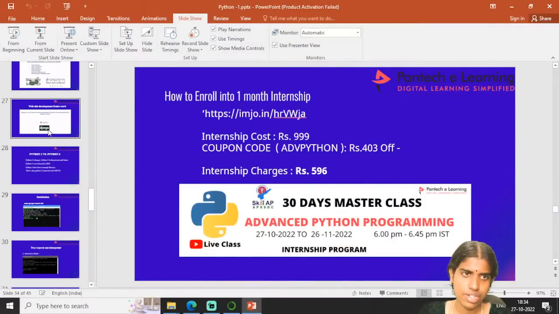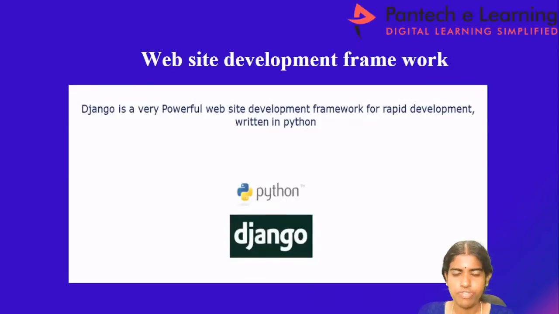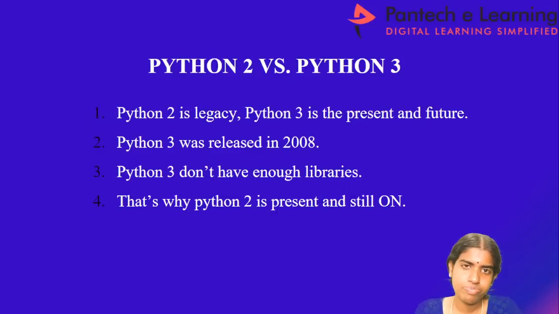So I was discussing what are all the different types of applications that can be developed using Python language. So website development framework. Django is very powerful. Whenever I want to develop websites using the Python language, you can use Django or Flask framework. It is written in 100% pure Python.